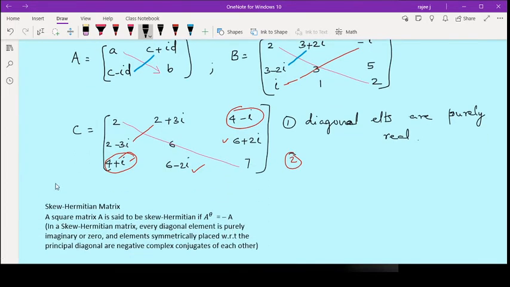Okay. Now I'll write one example. You need to complete that matrix.